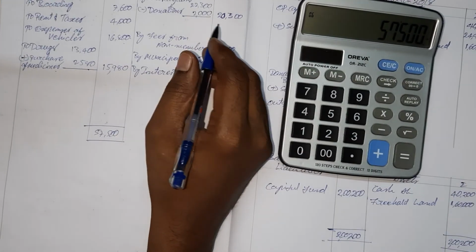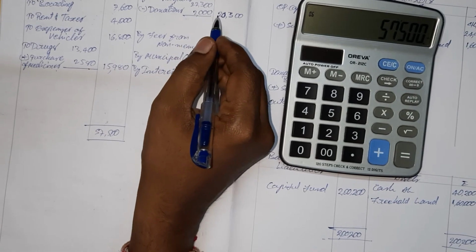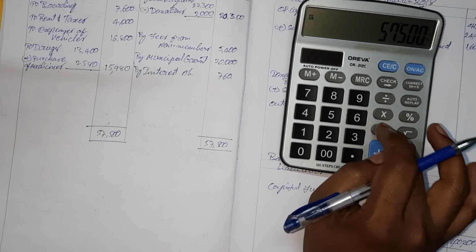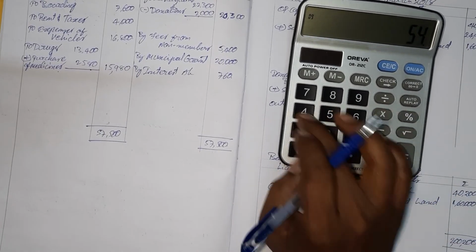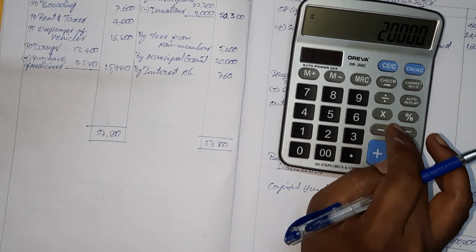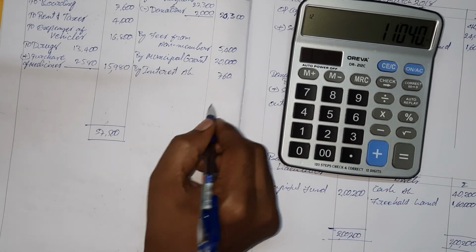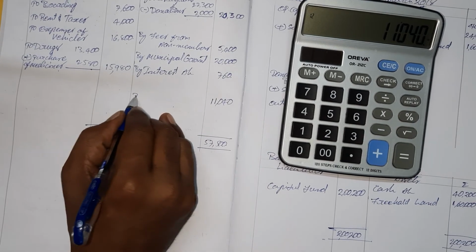Okay, it's a small calculation mistake. It's 22,300 minus 2,000, which is equal to 20,300. Okay, 57,500 minus 20,300 minus 5,400 minus 20,000 minus 760, which is equal to 11,040. That is the deficit.